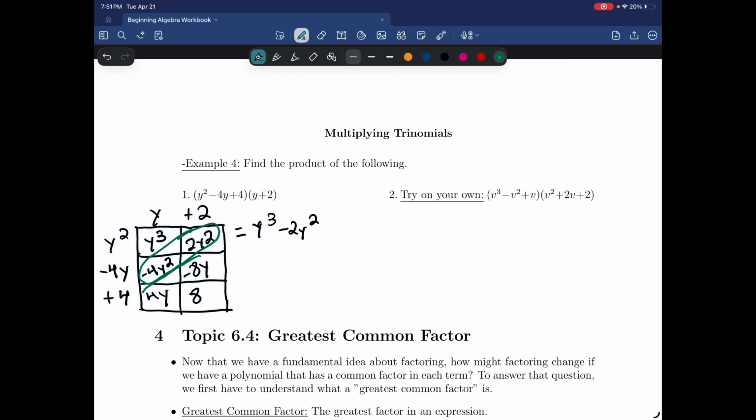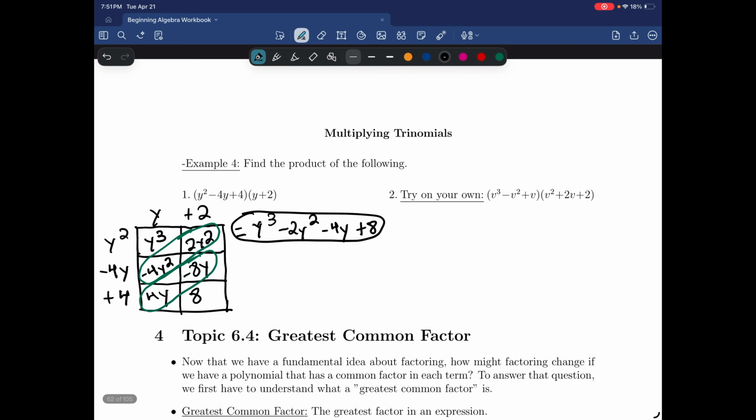Here we have another set of like terms. We have a 4y and a negative 8y. So 4 minus 8y, that's going to get us negative 4y. And then we're just going to carry along that 8. And that's your final answer.